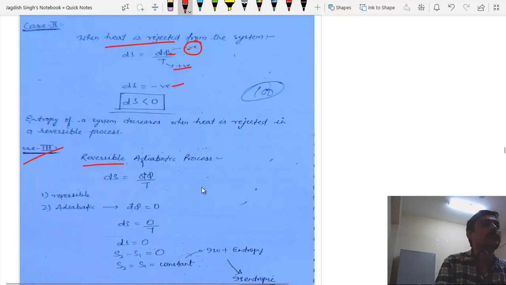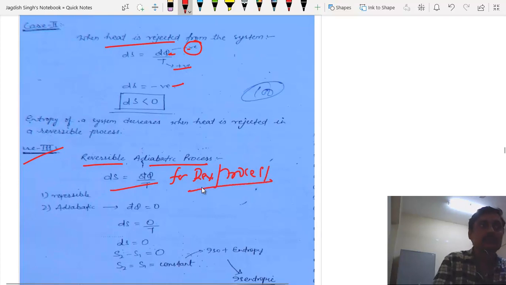In the third case, this is for a reversible adiabatic process, because we already know that dS is equal to dQ by T for a reversible process. And we know that for an adiabatic process, there is no heat exchange. If there is no heat exchange, that means Q is constant. So in this condition, dQ will be 0.